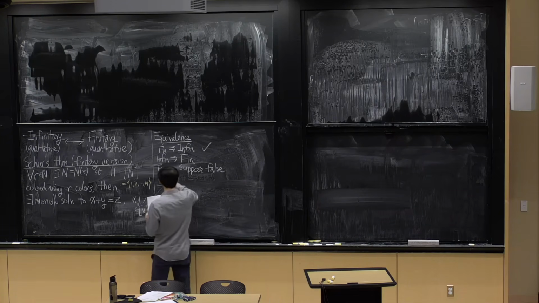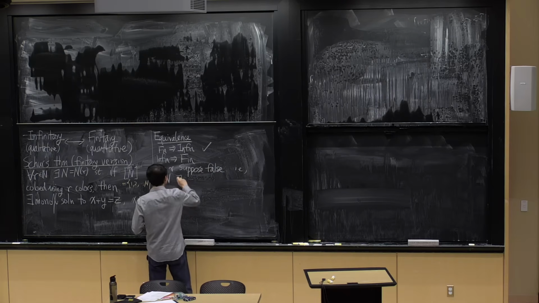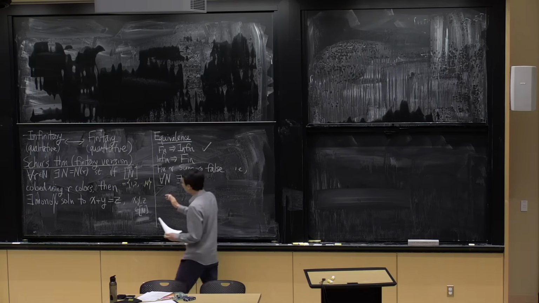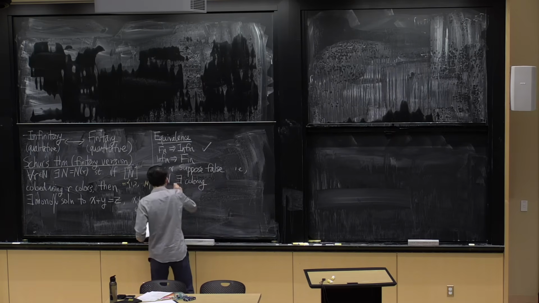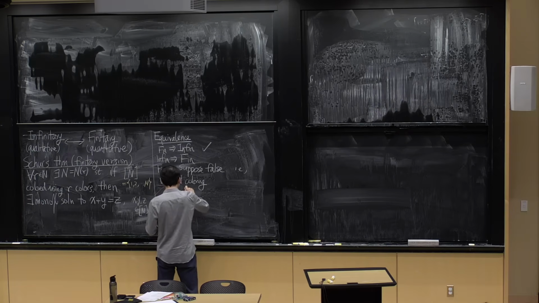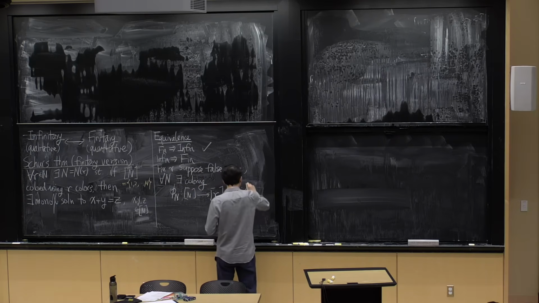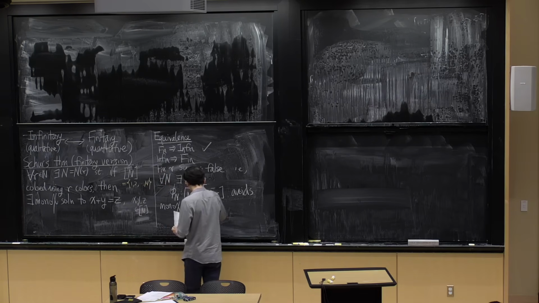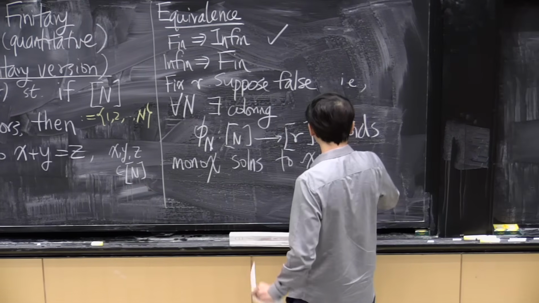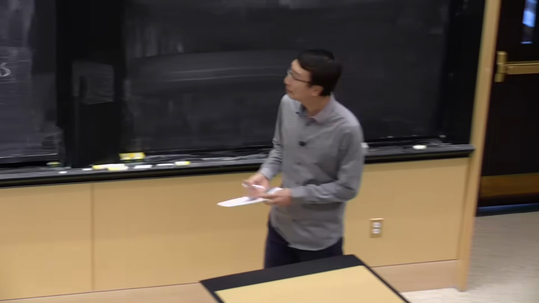Namely, for every n, there exists some coloring, which we will call phi sub n, that avoids monochromatic solutions to x plus y equals z. I'm going to use chi as a shorthand for monochromatic.